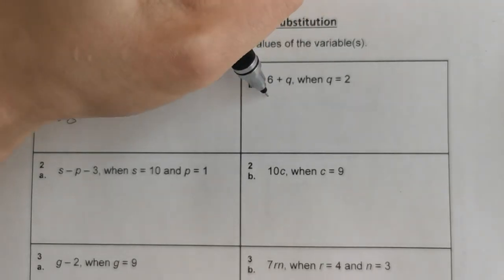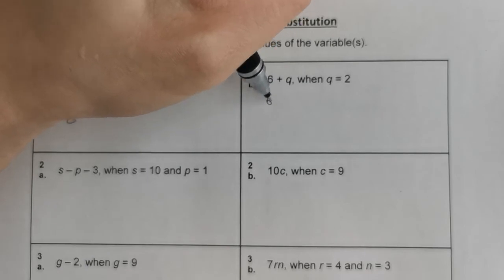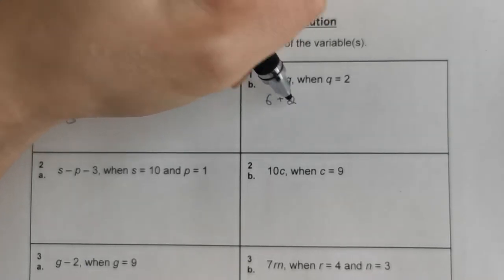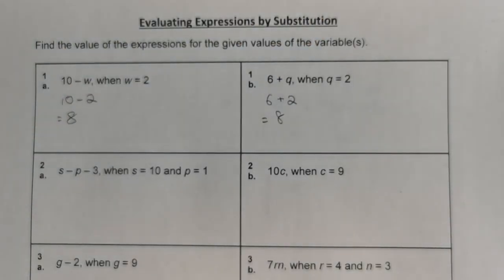Over here, 6 plus q when q equals 2. So it's not a q anymore. It's a 2. 6 plus 2 equals 8.